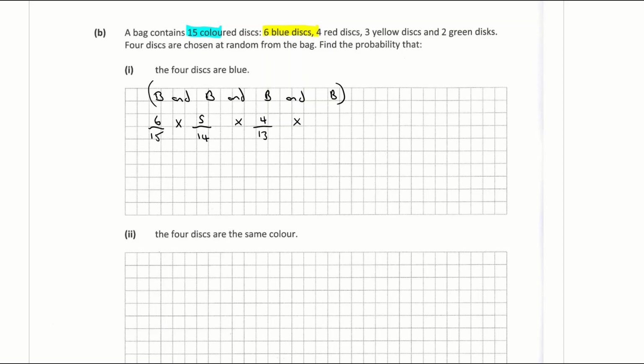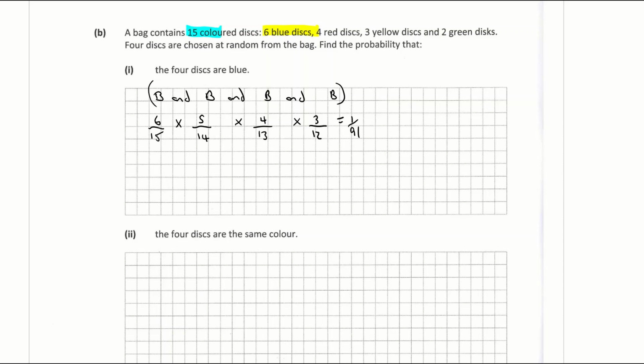And my 4th disc means I only have 3 to pick from if I've assumed that the previous 3 are also blue, and that's out of 12. And when I multiply those 4 fractions together, I'm getting, simplified, 1 over 91. So that's B part 1.